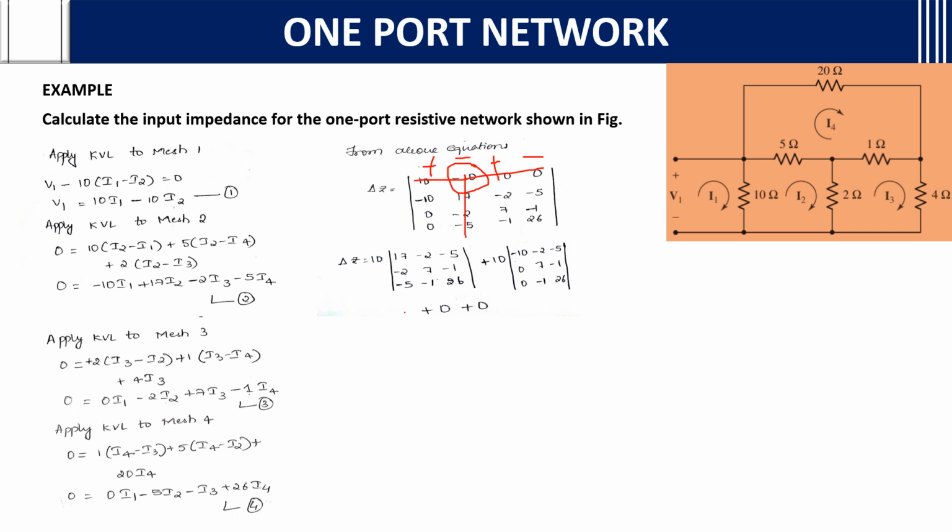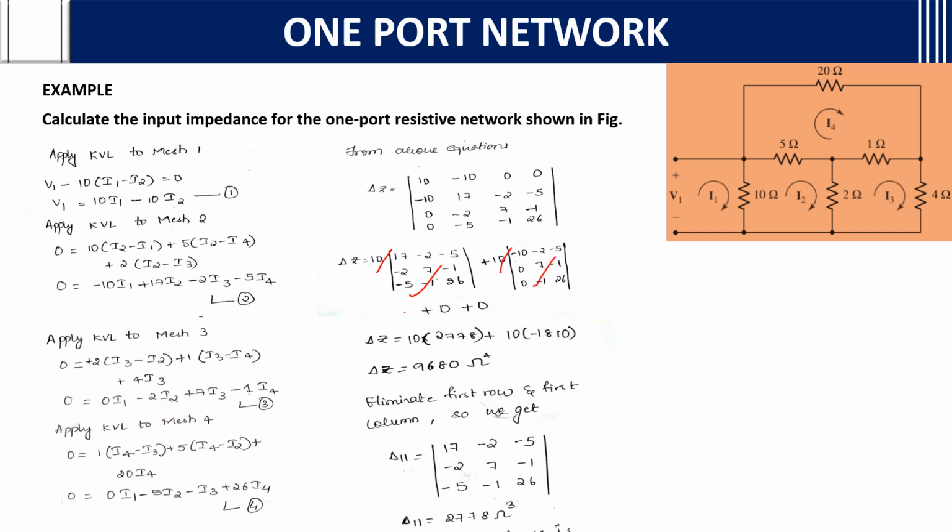all the numbers. Then the other two are 0 and 0, you can directly write them, plus 0 into plus 0. Why? Because anyway you will get 0. After that, using the calculator, you can find the 3 cross 3 determinant into 10 and this into 10. You will get delta z is equal to 9680.